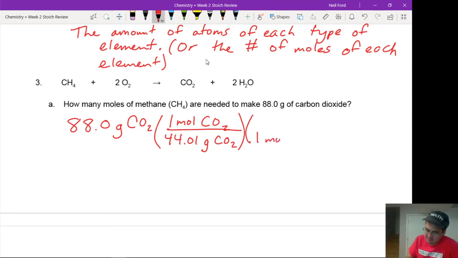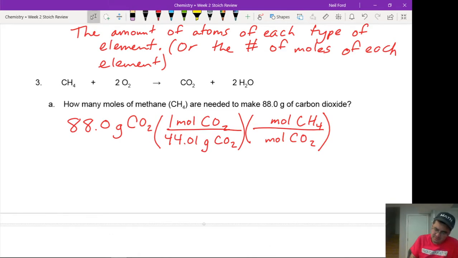So I need to convert from 1 mole of CO2 to moles CH4. And I go look at my stoichiometric ratio. There's CO2 and methane, and it turns out the coefficients are both 1.